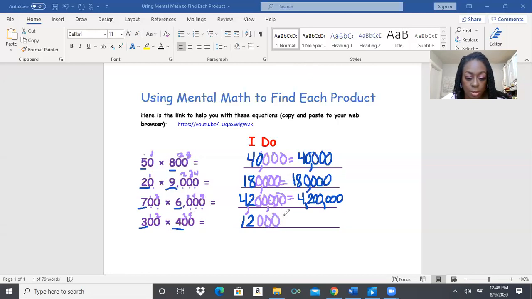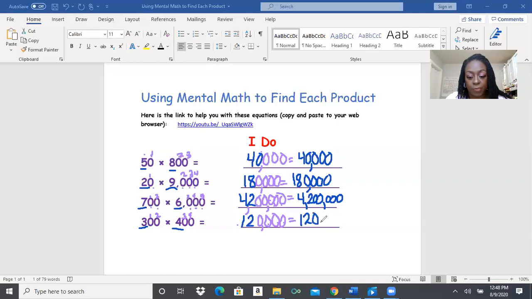3, 4 zeros. Our comma goes in a series of 3s, starting from the right towards the left to keep our place value. So that's 1, 2, 3, and we put a comma here. Then we have 1, 2, 3. So we don't need another comma. So let's put this all in one color so that you can see that this is 120,000. That is our answer.